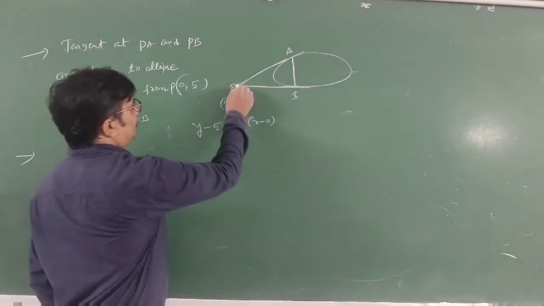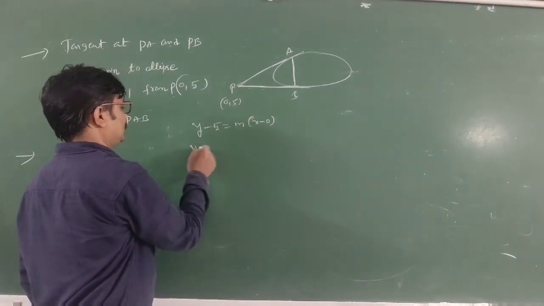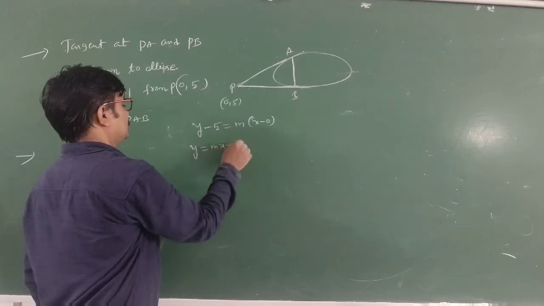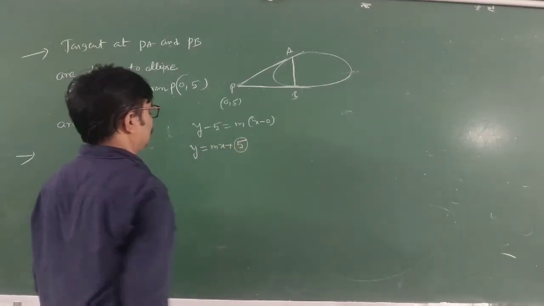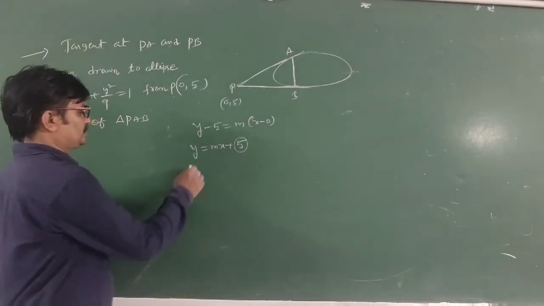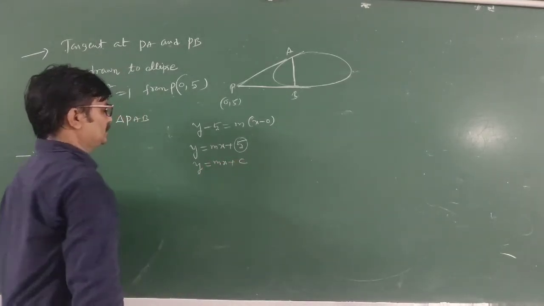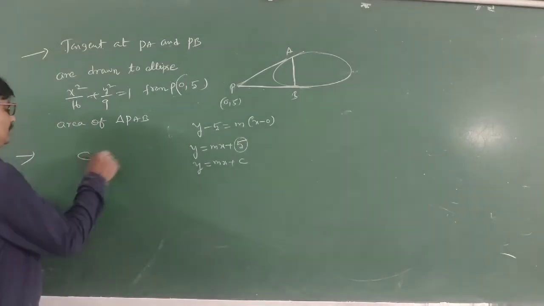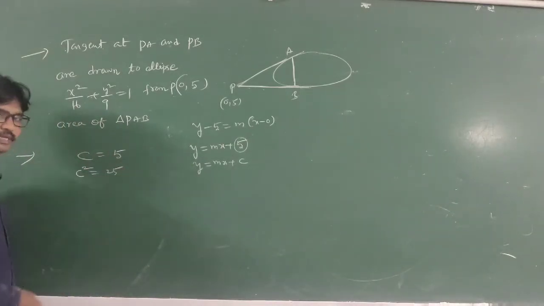So the equation of the tangent from P is y minus y1 equals m into x, which is y equals mx plus 5. Students, we are comparing this with y equals mx plus c. What is the c, students? Here c equals 5, so c square equals 25.